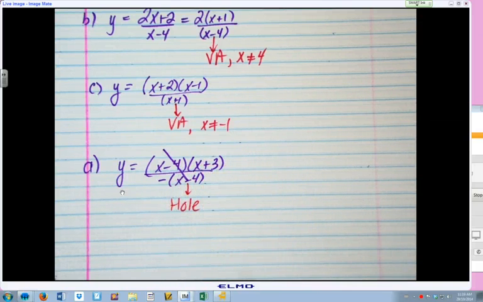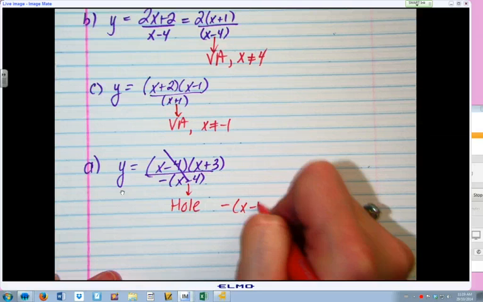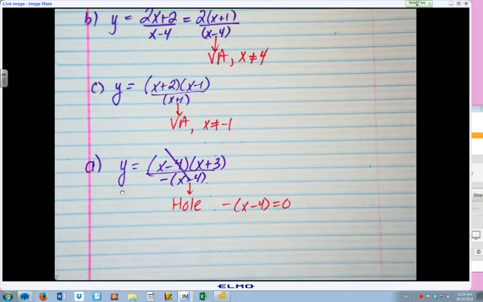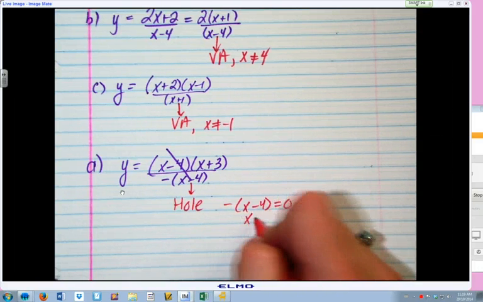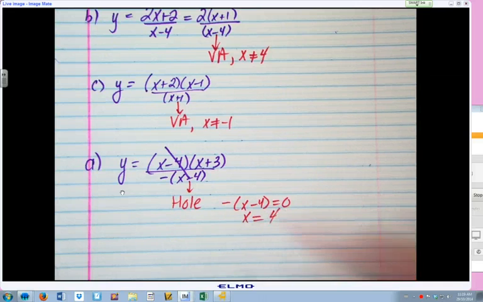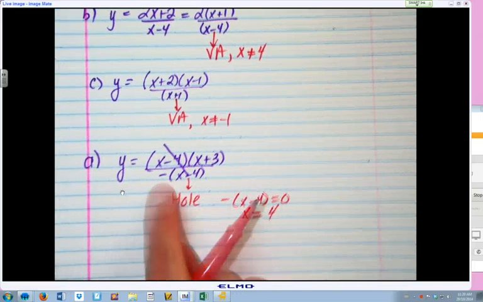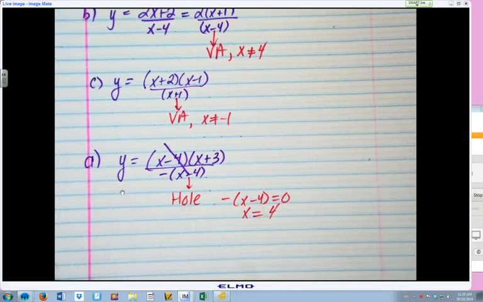How do we solve for either a hole or a vertical asymptote? Set the entire bottom equal to 0. So I'm going to include that negative. In this case, it wouldn't matter. x is equal to 4. So this is why when we cancel ones that are backwards, we get a negative. It's because what you're actually doing is factoring out a negative. Questions so far?